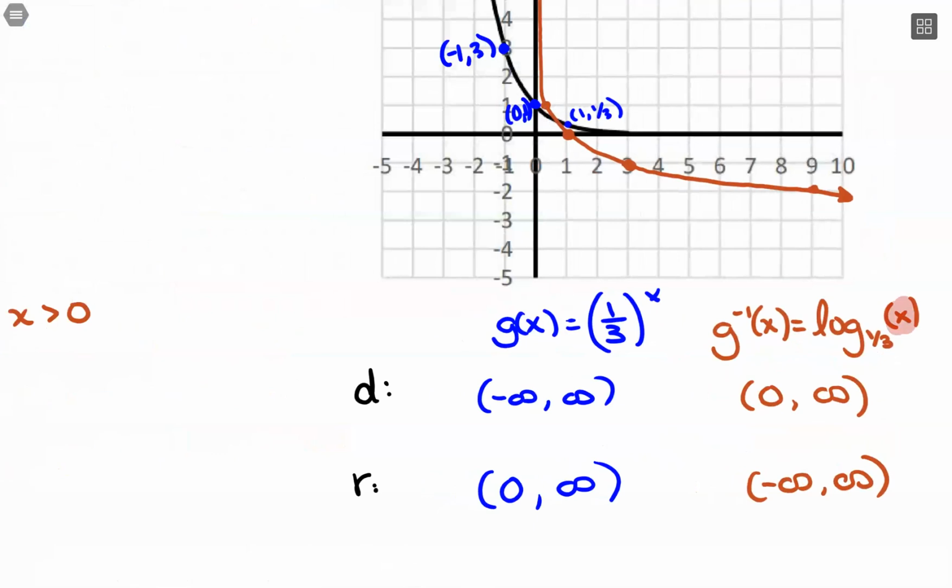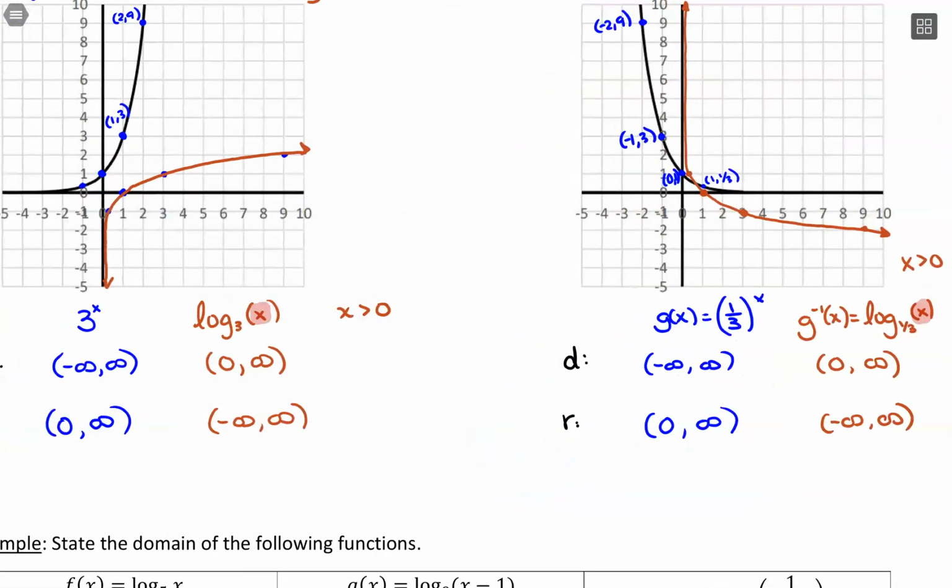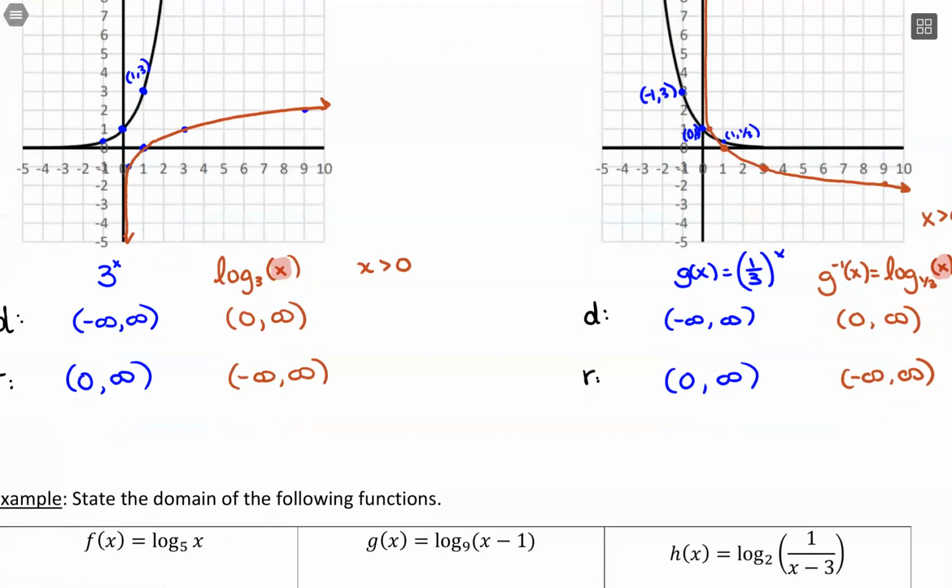and the rule is going to be that in order to plug in a value for x, it has to be more than 0. So this is going to be a rule that we use in order to find the domain of our logarithmic function. And that's what we're going to do next here.